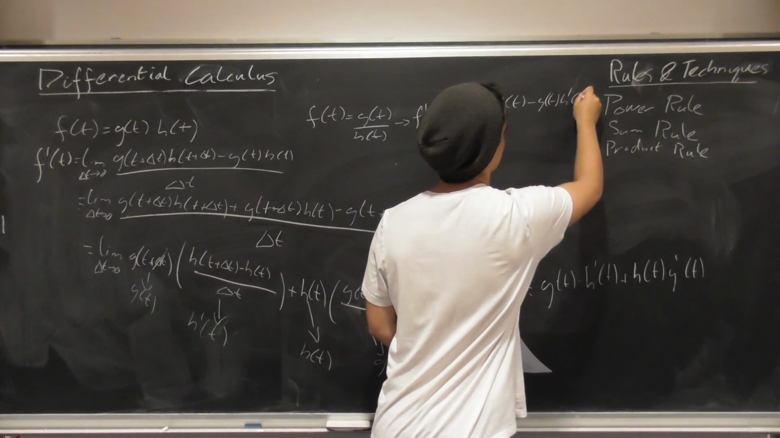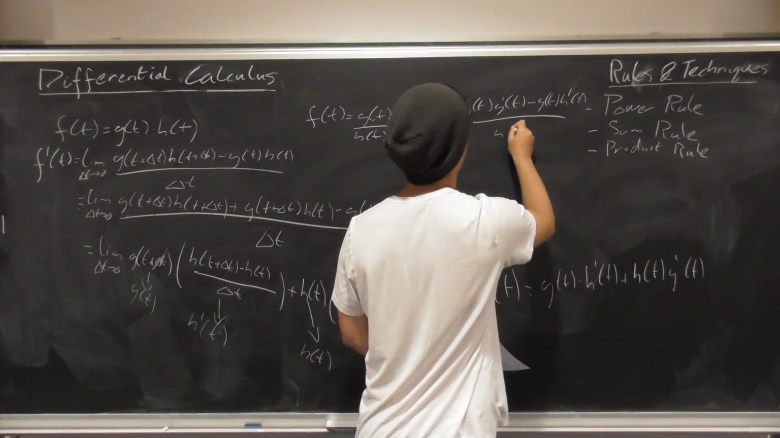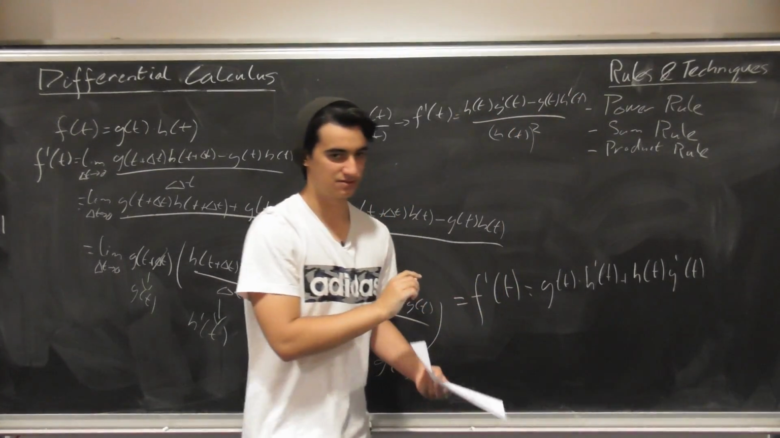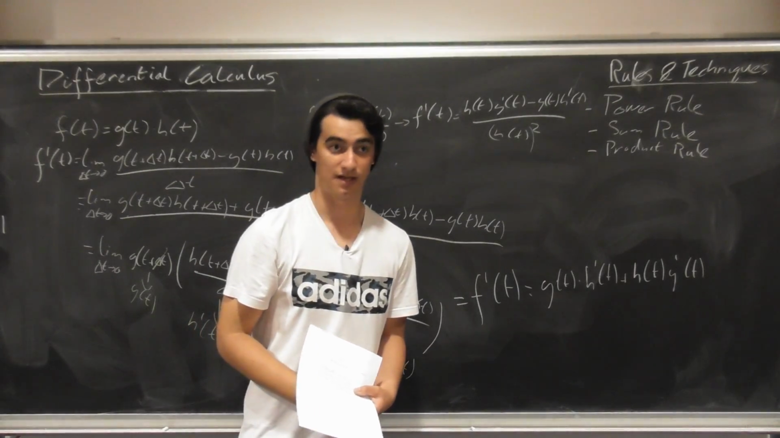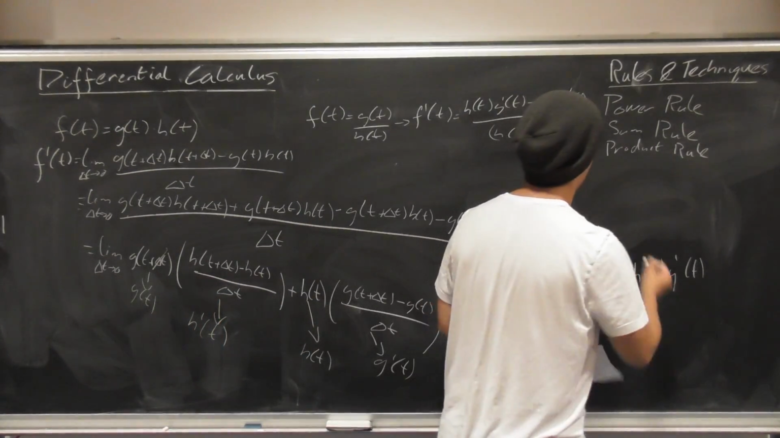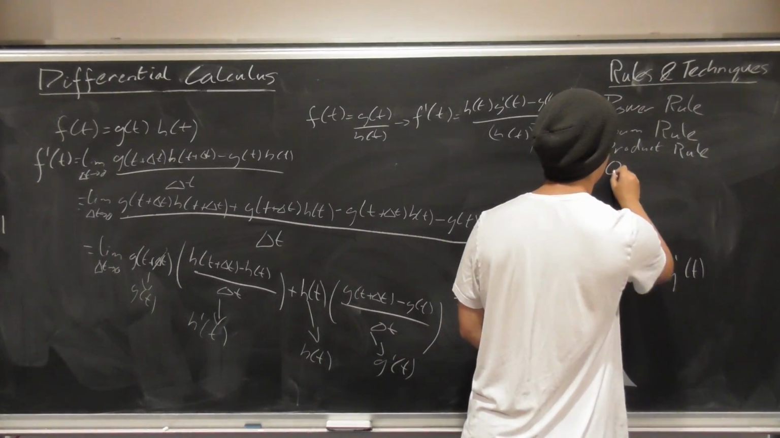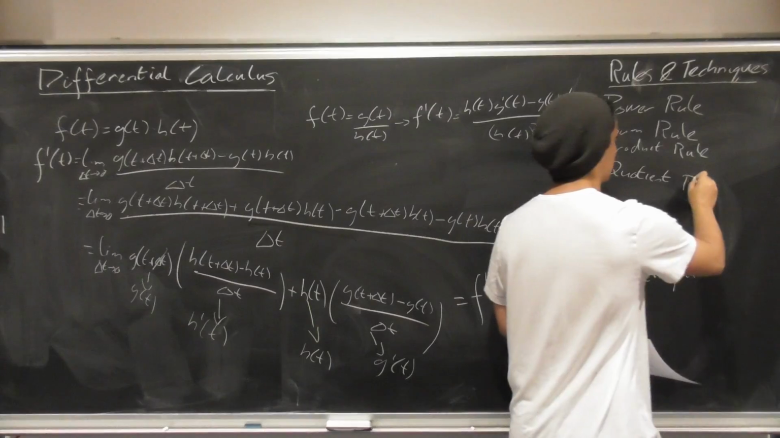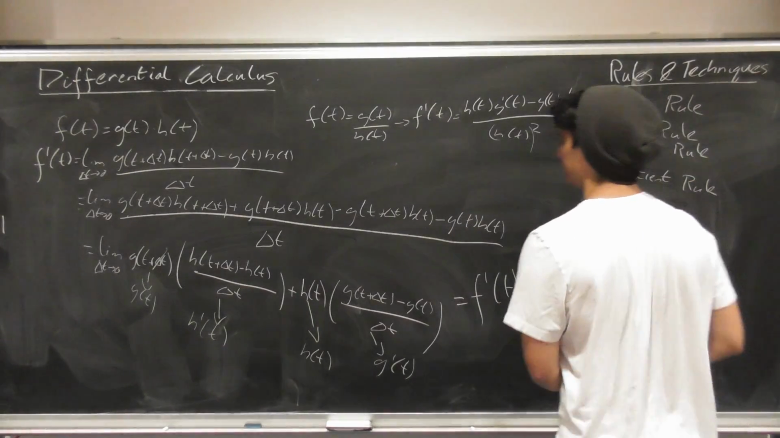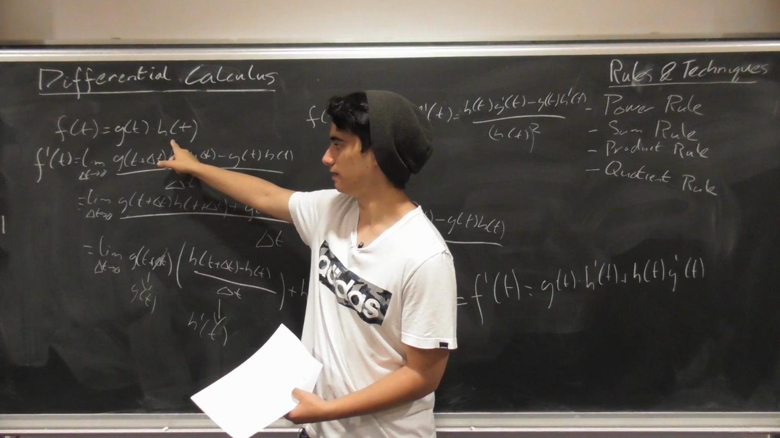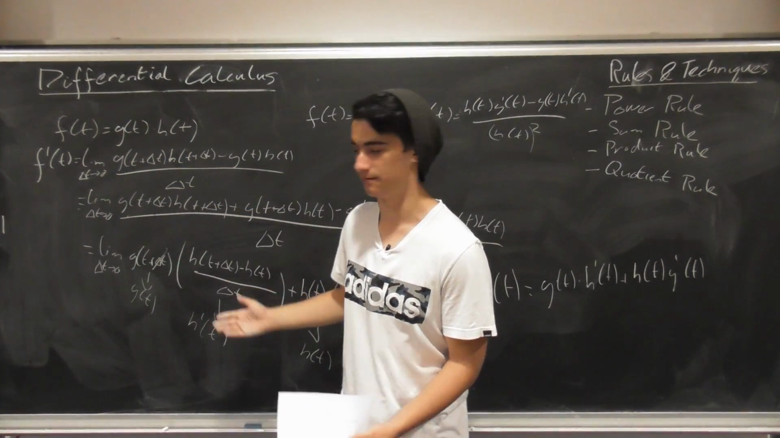h prime of t over h of t squared. It's kind of messy. It's in the notes and it's quickly available online, but it's another rule that we can use. But again, it's pretty much a special case of the product rule, because if you were to replace this here with 1 over h of t and evaluate the derivative, it will be the same thing.